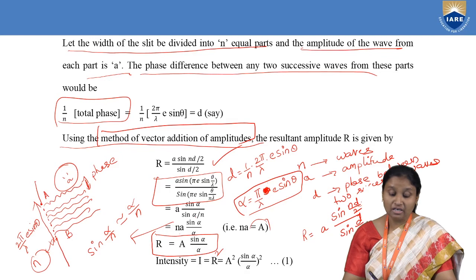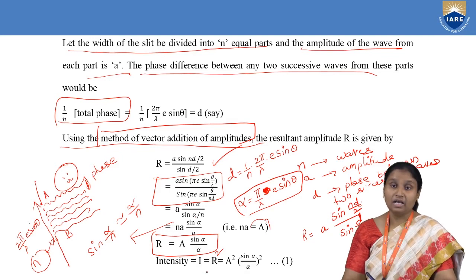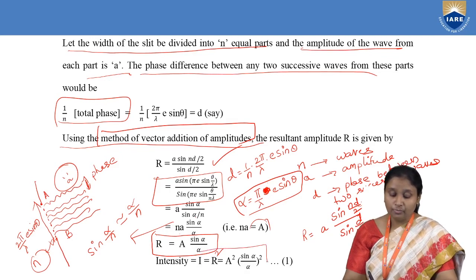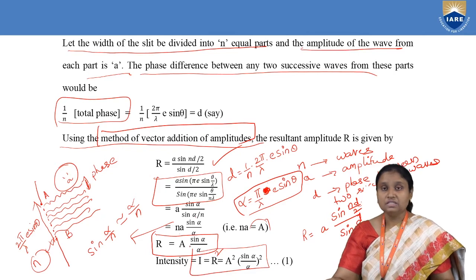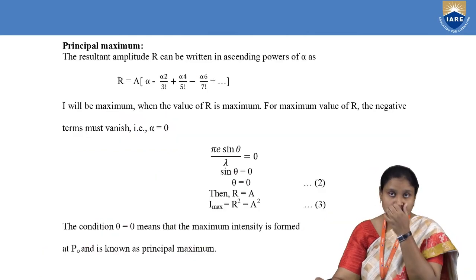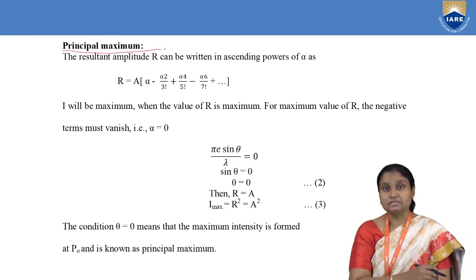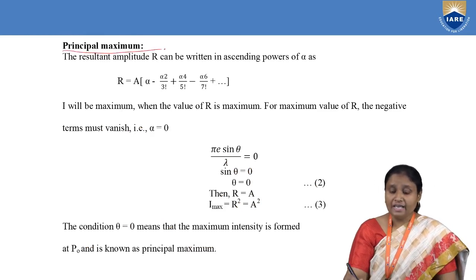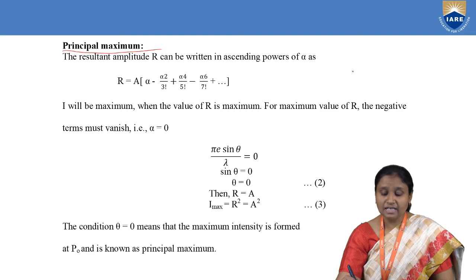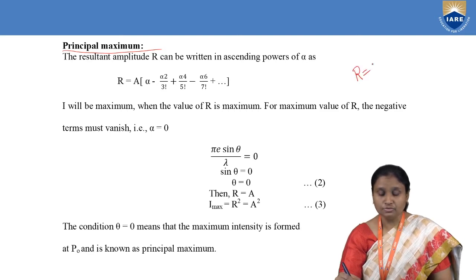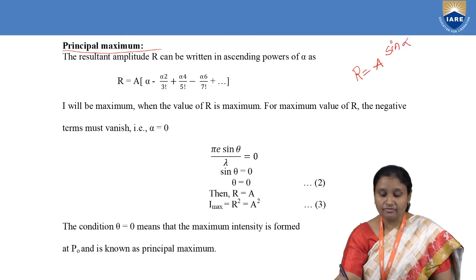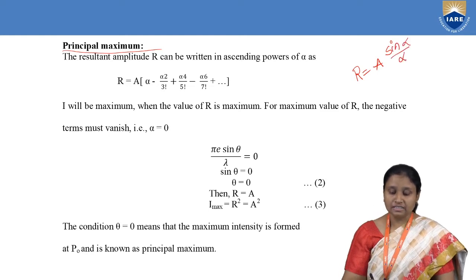Now, we'll see when intensity will be maxima and when it will be minima. So this is a very important condition. Using this condition, we are going to get conditions for principal maxima and minima. First, I am taking the condition for principal maxima. Now, I got the expression for resultant amplitude as R is equal to A sine alpha by alpha.